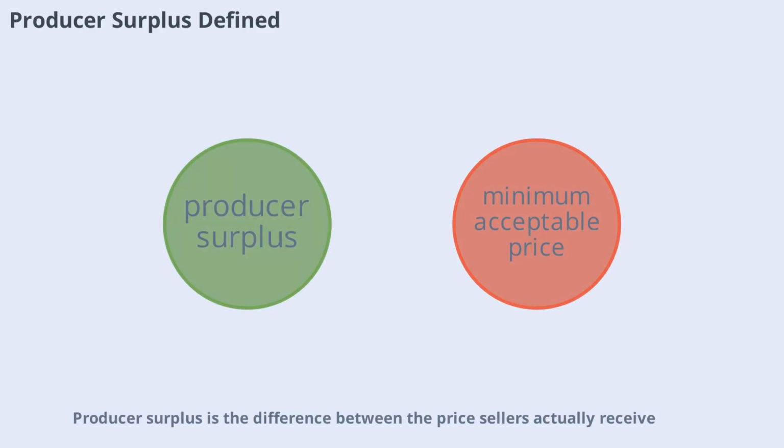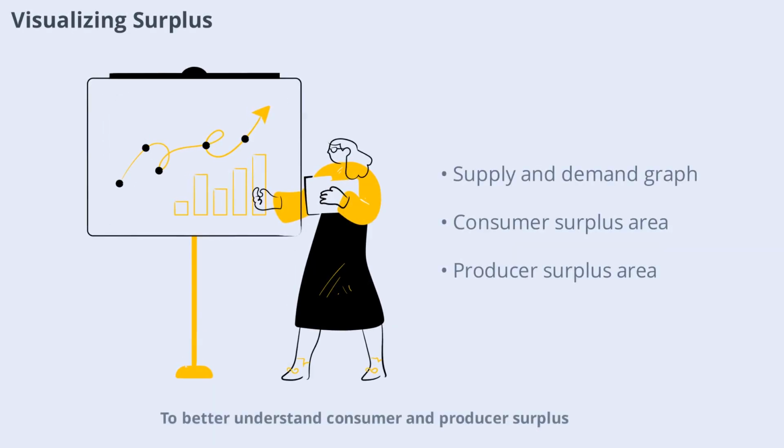Producer surplus is the difference between the price sellers actually receive for a good and the minimum amount they're willing to accept. It represents the additional profit producers make by selling at a higher price than their lowest acceptable offer. For businesses, producer surplus is a sign of successful transactions and efficient markets. The larger the producer surplus, the more incentive there is for producers to stay in the market and keep supplying goods.